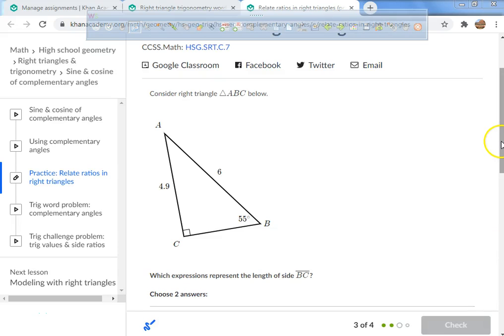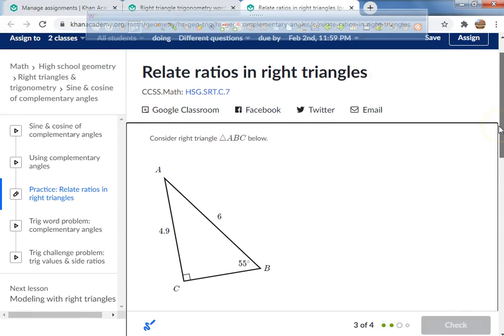All right, in this particular assignment, what we're looking at is relating ratios in right triangles. So we have a triangle here, A, B, C, that has given us some information. We have 55 degrees here. We have 90 degrees here. This will be 35, because 35 degrees and 55 degrees add up to 90. These angles right here will always be complementary.